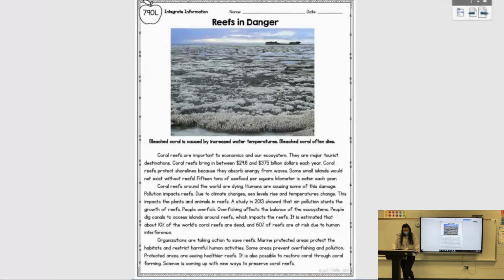Some areas prevent overfishing and pollution. Protected areas are seeing healthier reefs. It is also possible to restore coral through coral farming. Science is coming up with new ways to preserve coral reefs.